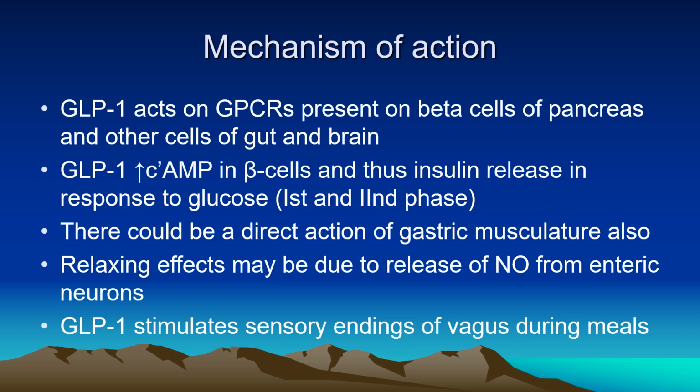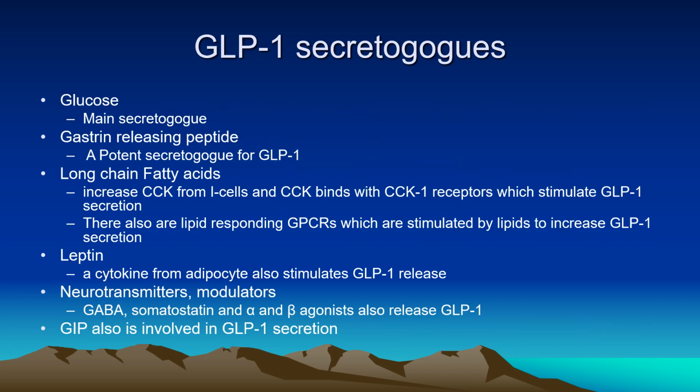There could be a direct action on gastric musculature also, and there is a relaxing effect due to indirect release of nitric oxide from enteric neurons. In addition, GLP-1 also stimulates sensory endings of the vagus during meals.